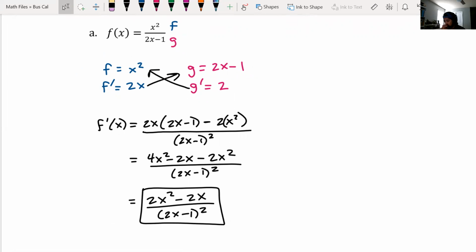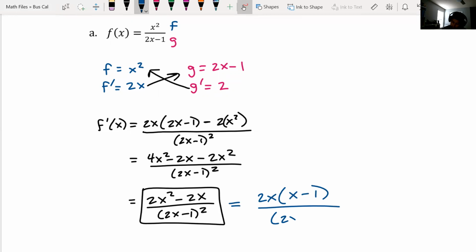Do we have to simplify the denominator? Nope, there's no need to distribute that unless MyMathLab tells you to. If you're distributing it, you're just doing extra work. Good question, though. You leave it just as that. I mean, if you wanted, you could factor the numerator more. You could take a 2x out and be left with 2x times (x minus 1) over (2x minus 1) squared. So it'll take either answer.